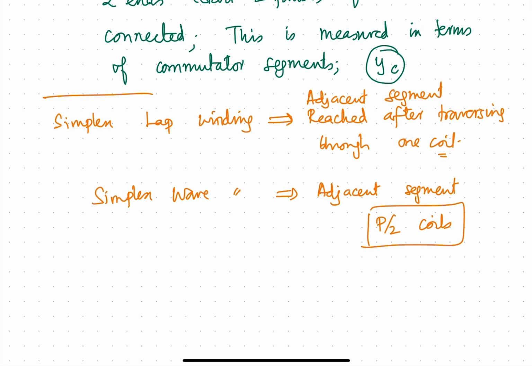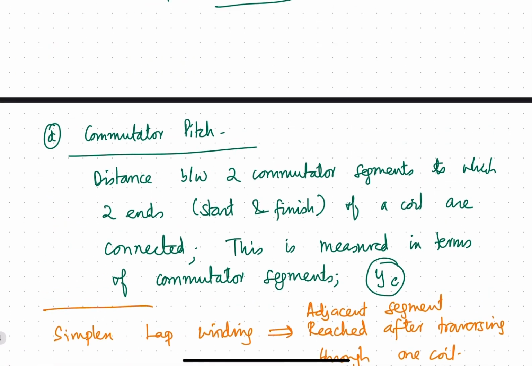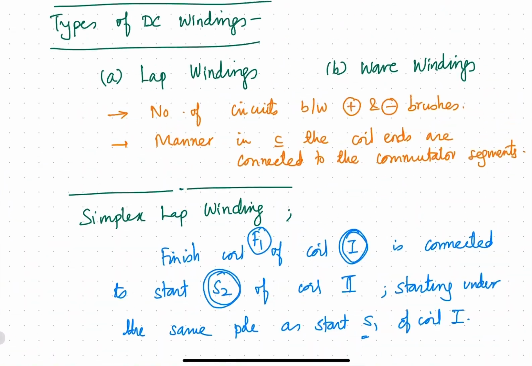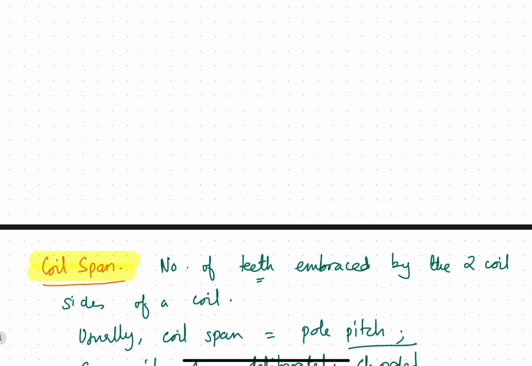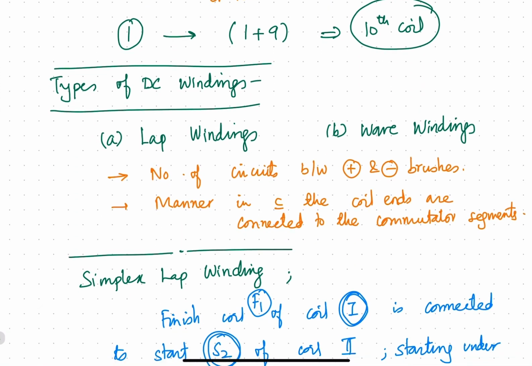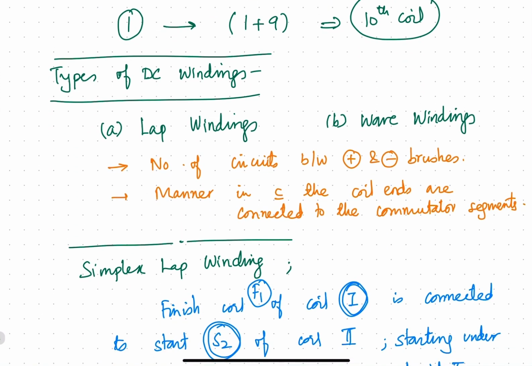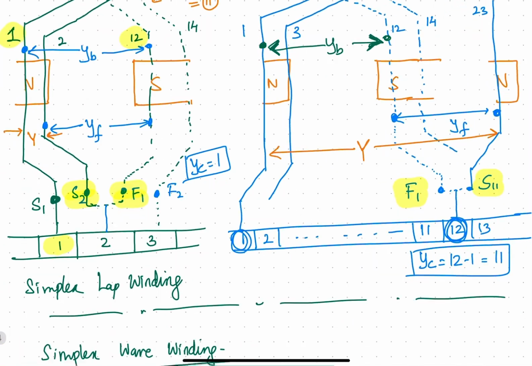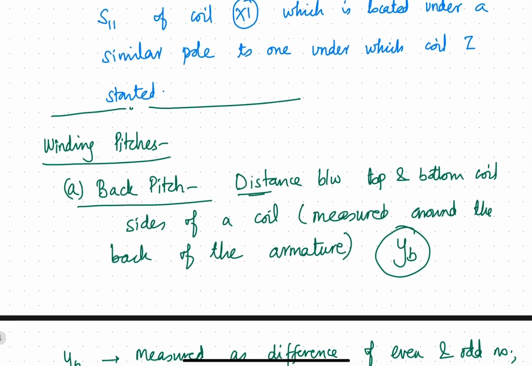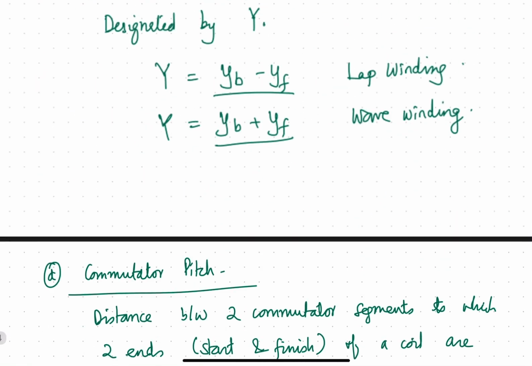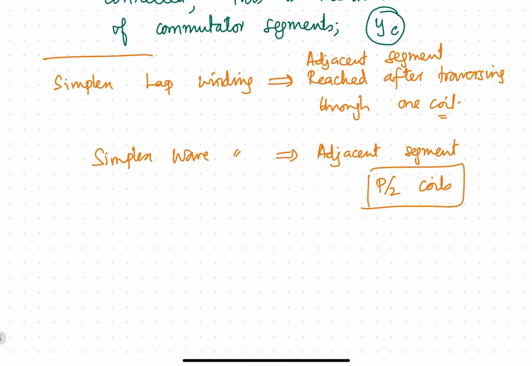Okay, so this was all about today's lecture. I'll just briefly take a quick overview of what we discussed today. We discussed coil spans. We discussed the major two types of windings, the lap and the wave windings. Then we drew the figures. Then we discussed various pitches: the back pitch, the front pitch, the winding pitch, and the commutator pitch. So this was all about today's lecture.